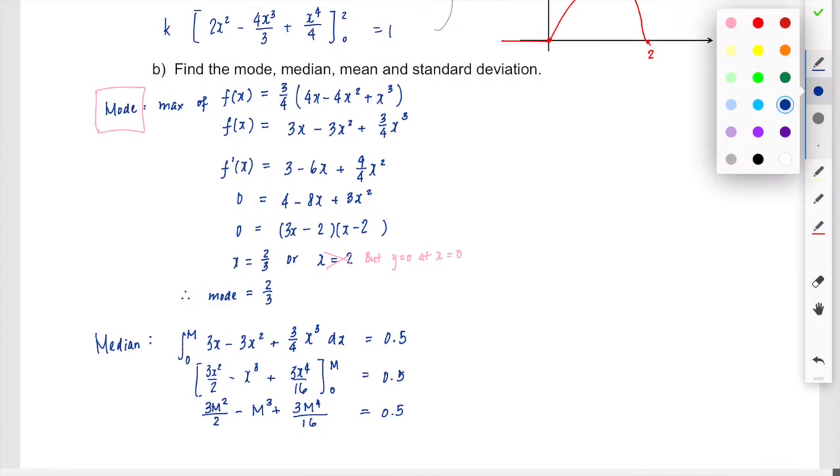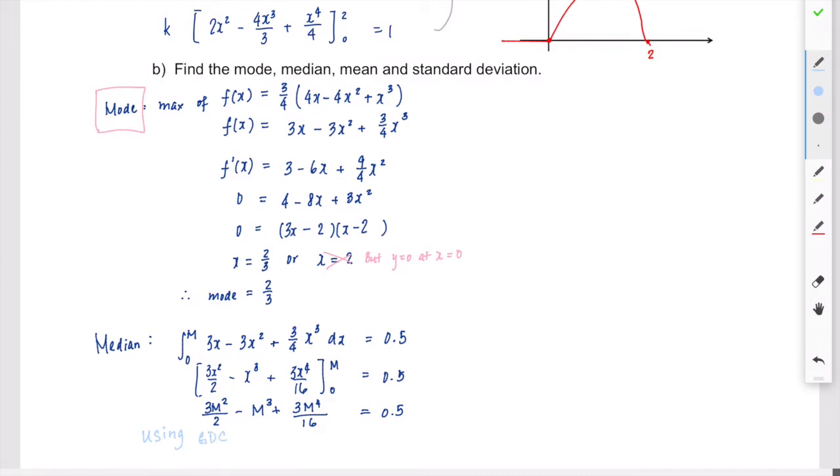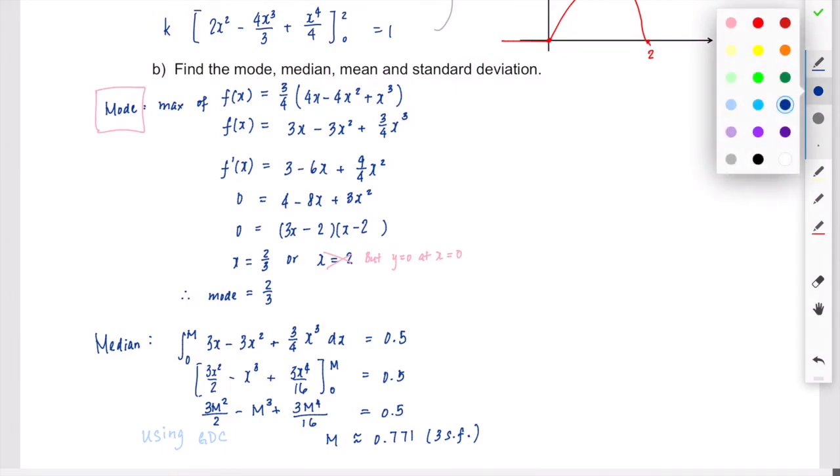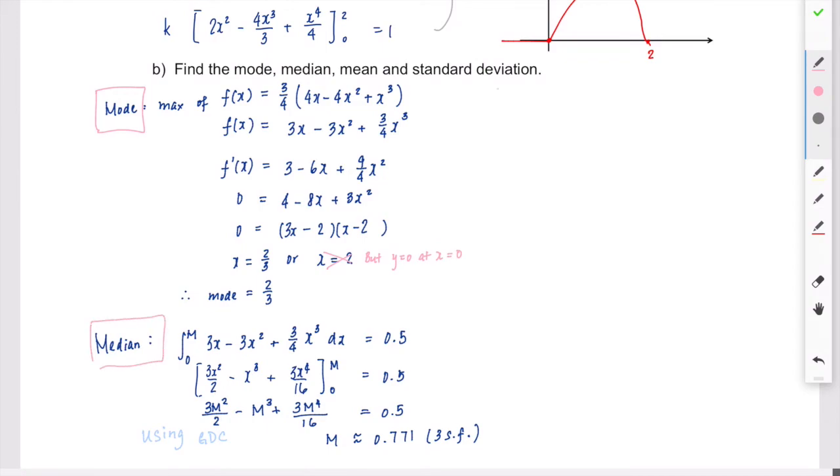Now this is a quartic. So using a calculator, we can use the solver on there, or you can do it graphically, whichever way you prefer. M works out to approximately 0.771, rounded to 3 significant figures. Okay, so this is the median. What's next? Okay, next we have the mean.